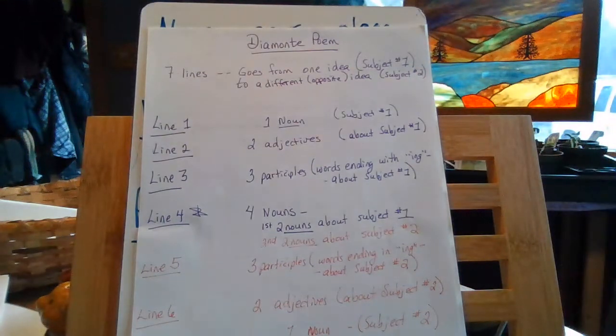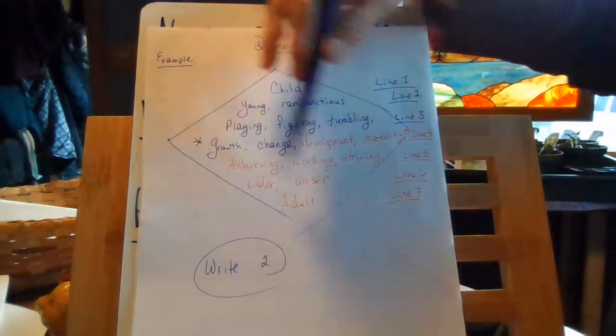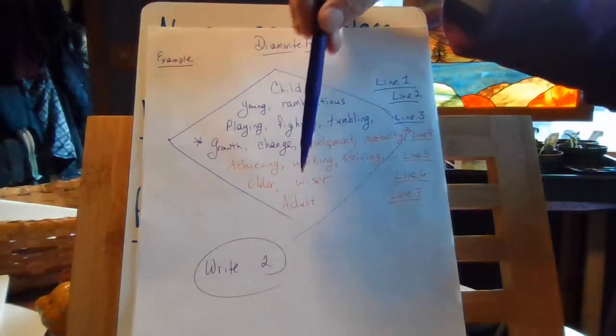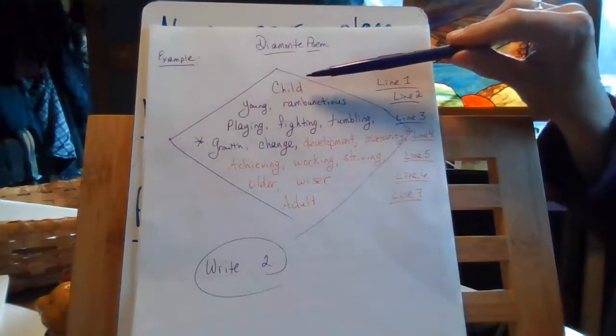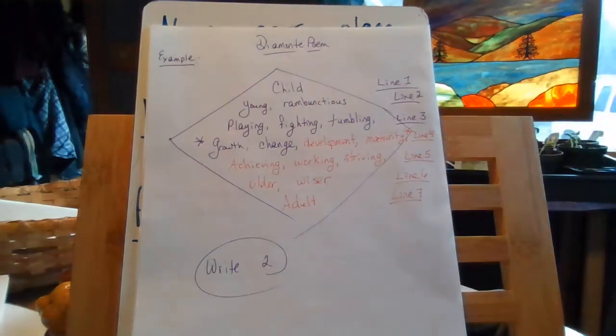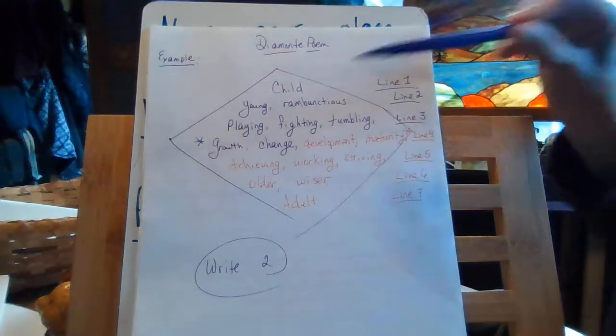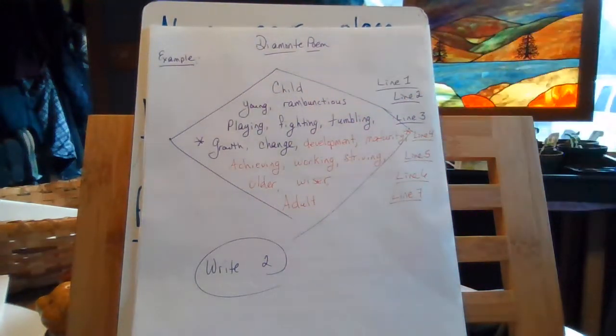So I'm going to show you one more diamante poem. I'm just drawing a diamond on there so you can see it. So you see how it makes a diamond shape if you put all the words in the center? So this one, first thing you need to do, obviously, is pick your topic. So this one goes from child to adult. Okay, so they're not opposite. Everybody goes from a child to adult, right?